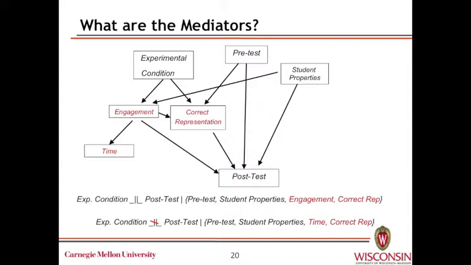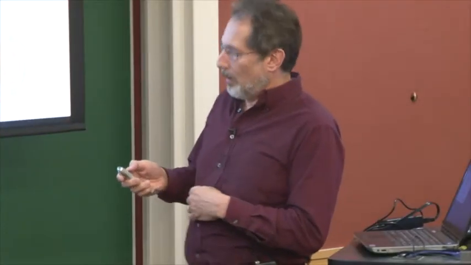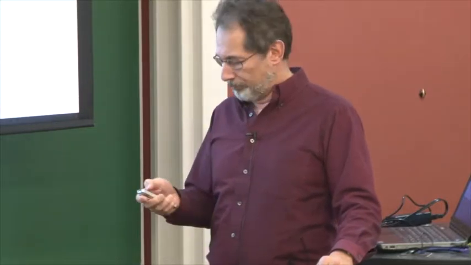So just for an example, suppose we measure how much the student is engaged, not just how much time they're spending, but how really engaged they are. And suppose we also measure whether they're using the correct representation of this domain, whatever it may be. And we think that's the correct causal structure. Well, then we should see a conditional independence. That the experimental condition and the post-test ought to be independent if we condition on the pre-test, the student properties, and engagement and the correct representation. So that conditional independence ought to hold if we've got the right causal structure.